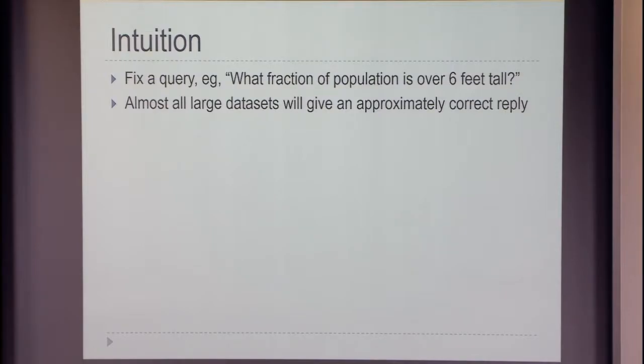So let's fix a query in advance. No data have been collected yet. What fraction of the population is over 6 feet tall? Now you're going to go out and sample the population, and you're going to come up with a pretty big sample. And you know that almost any big sample is going to give you a good estimate for this. That's why statistics works. So in our language, most data sets are representative. Most large data sets are representative with respect to this query.